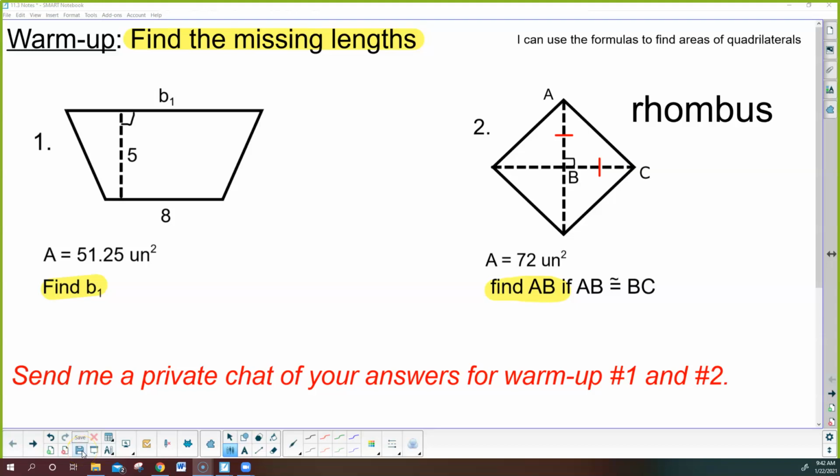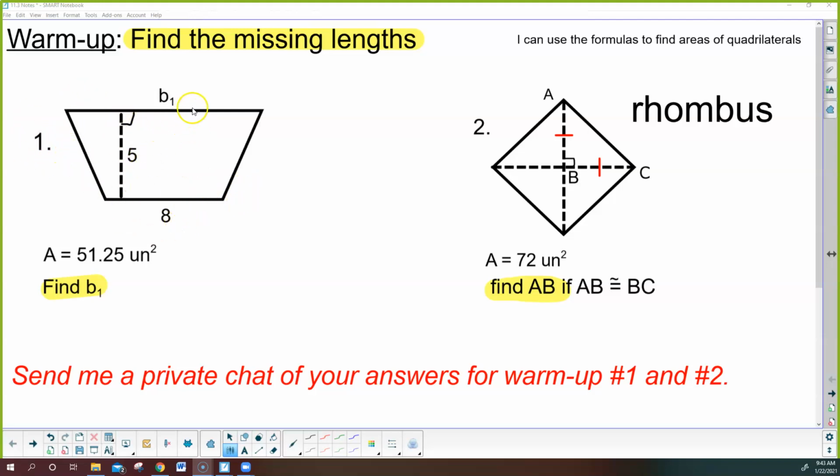All right, so let's go over these here. They're both pretty challenging problems because they're not just routine, here's the lengths, find the area. In number one, they give us the area is 51.25, and then we have to work backwards to find one of the bases. So I like to think of this as a backwards problem.